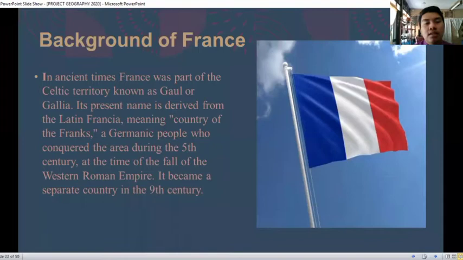Background of France. In ancient times, France was part of Celtic territory known as Gaul or Gallia. Its present name is derived from the Latin Francia, meaning country of the Franks, a Germanic people who conquered the area during the 5th century. At the time of the fall of the Western Roman Empire, it became a separate country in the 9th century.